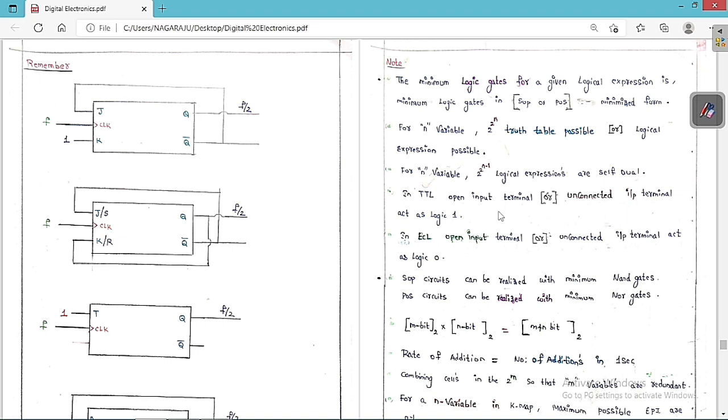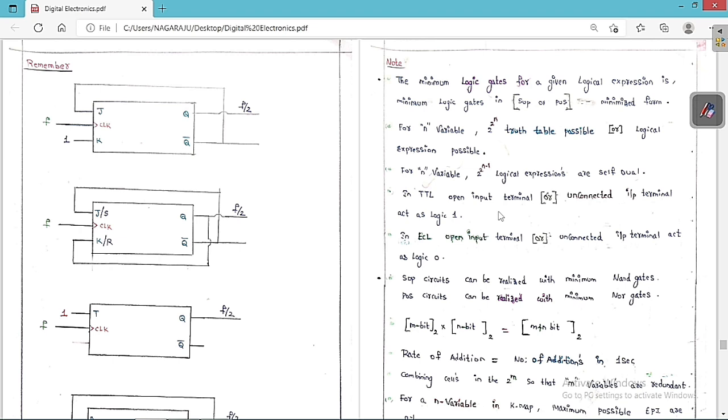The next statement is: in TTL, an open input terminal or unconnected input terminal acts like logic 1. I have already told you this. In the TTL logic family, if one of the input terminals is open-circuited or not connected to anything, it is going to act like a logic 1.